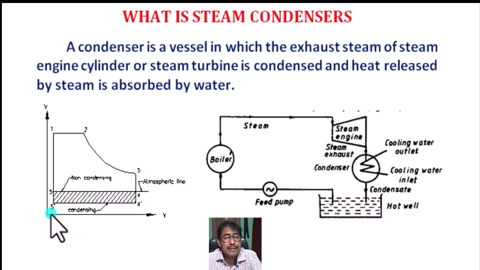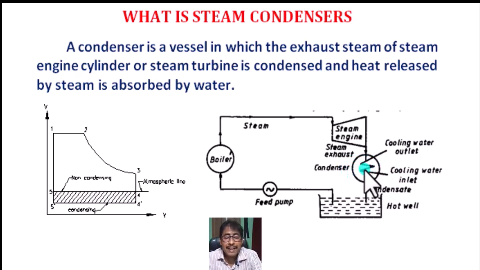4 dash to 5 dash. At the condenser, wet steam rejects latent heat and is converted to water. Steam from the steam engine or steam turbine, wet steam at the condenser just rejects the latent heat, and this heat is taken by the cooling water from outside, which is circulated in the condenser.